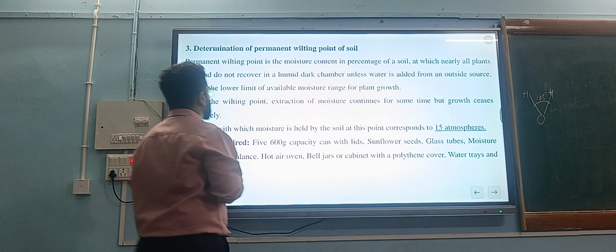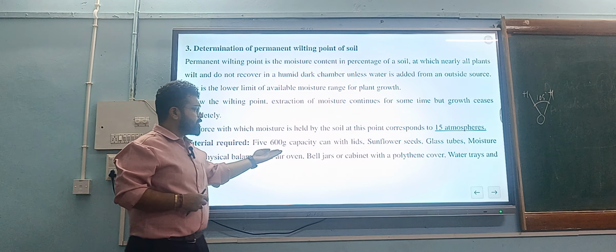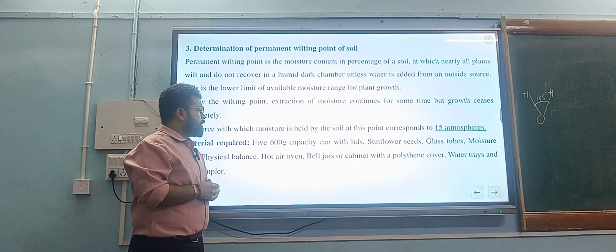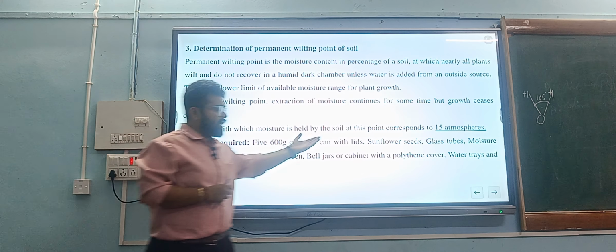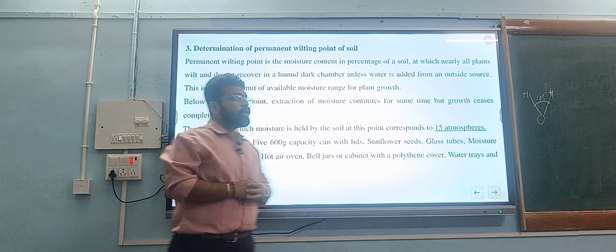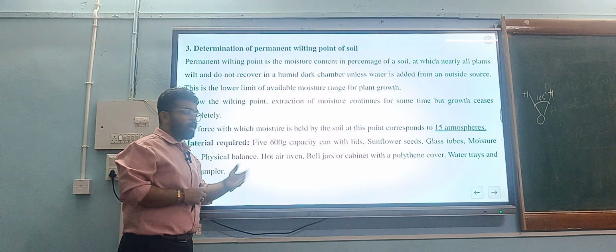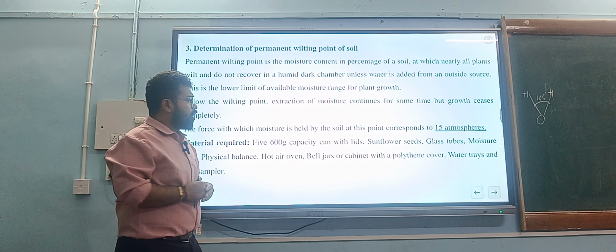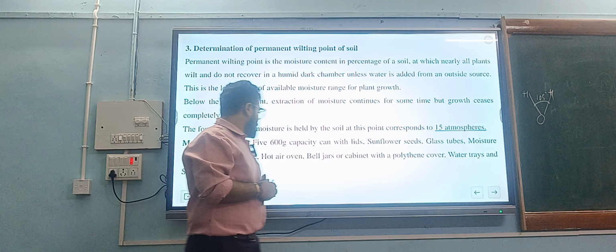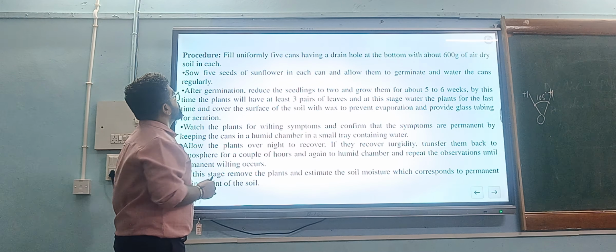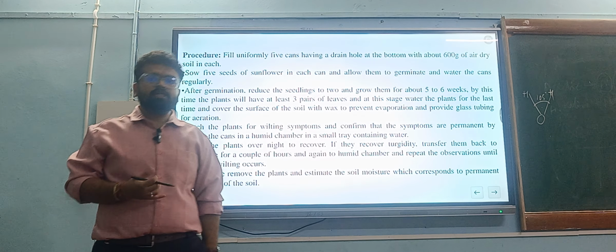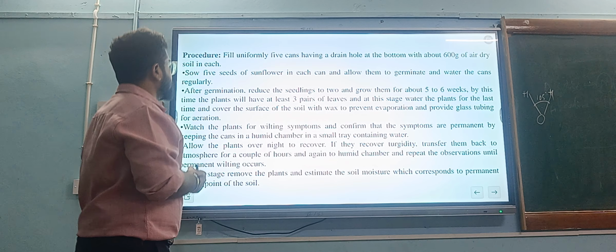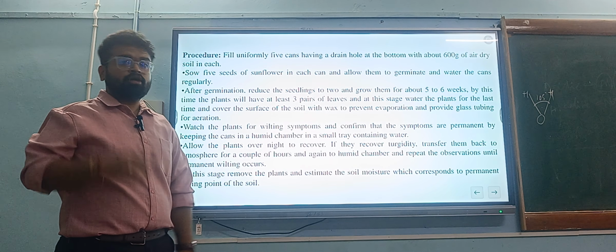for wilting deficiency. For this we require around 600 gram capacity cans with a lid. We require sunflower seeds, glass tubes, moisture can, physical balance, hot air oven, a bell jar or a cabinet with a polythene cover, water trays, and a soil sample. The procedure here is to determine the water content at the permanent wilting point.